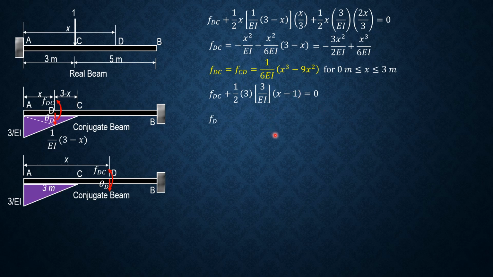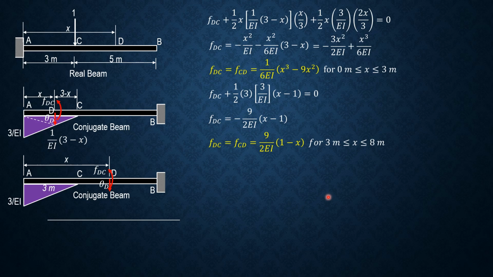So that would be FDC is negative 9 over 2EI times x minus 1, and we can make this positive 9 over 2EI and make this 1 minus x. So FDC equals FCD equals 9 over 2EI times 1 minus x for 3 meters less than or equal to x less than or equal to 8 meters. So this is applicable from 3 to 8 meters.